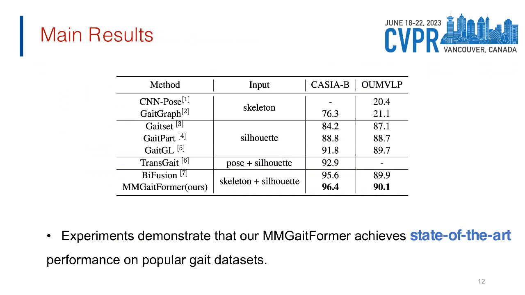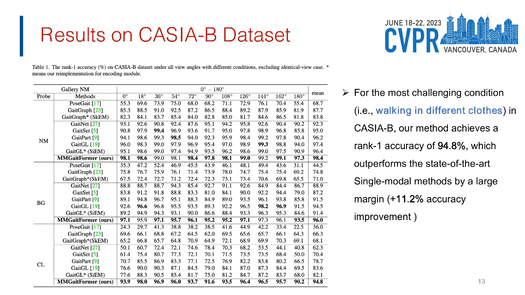Our Gaitformer outperformed all baseline methods, achieving an average accuracy of 96.4% and 90.1% in the CASIA-B and OU-MVLP datasets, respectively. Experiments demonstrate that our Gaitformer achieves state-of-the-art performance on CASIA-B and OU-MVLP datasets. For the most challenging condition, walking in different clothes in CASIA-B dataset, our method achieves a rank-1 accuracy of 94.8%, which outperforms the state-of-the-art single-modal methods by a large margin. The result proved that the complementary advantages of skeleton and silhouette are used to obtain the great potential of robustness to clothing changes in gait recognition.